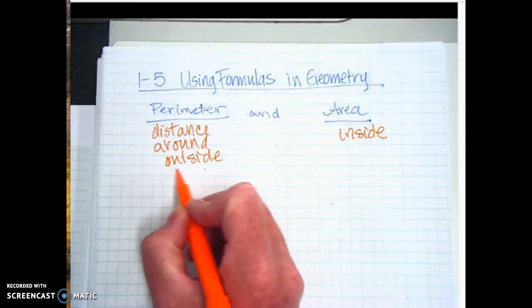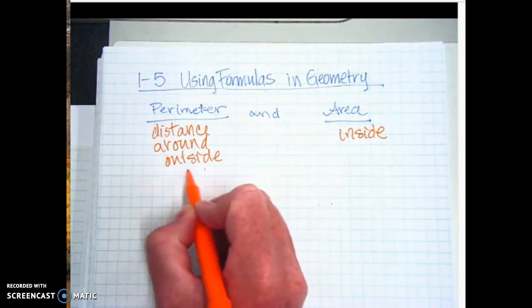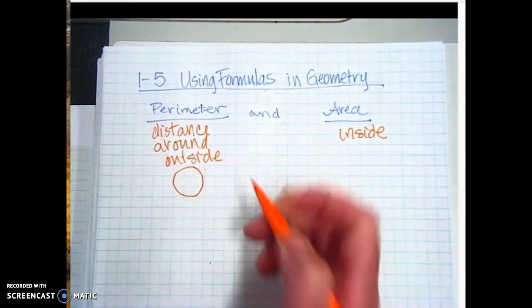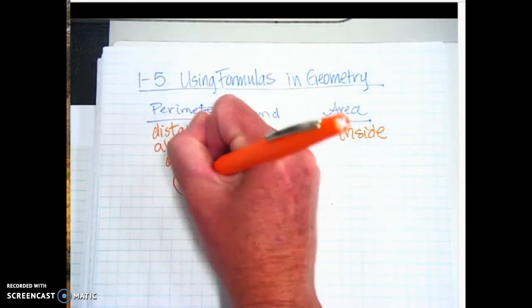But when it's a circle, it has a special name. What is the special name for a circle? Circumference.